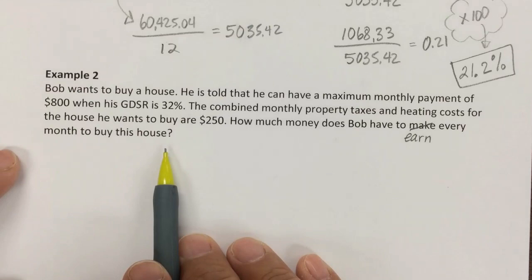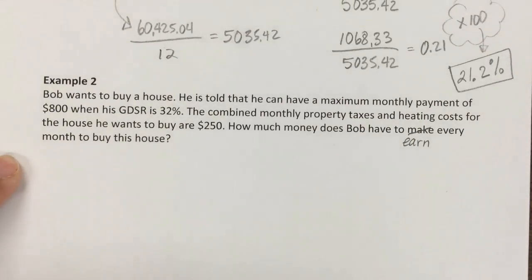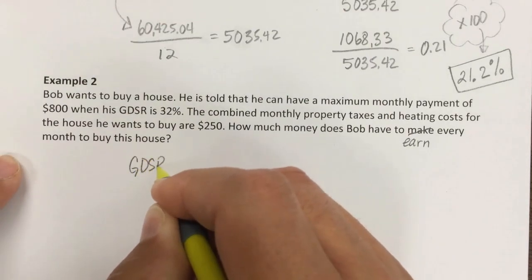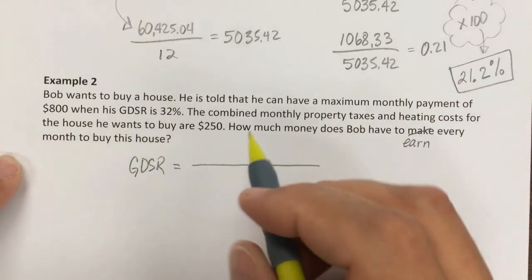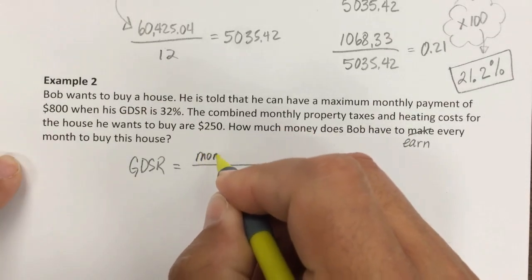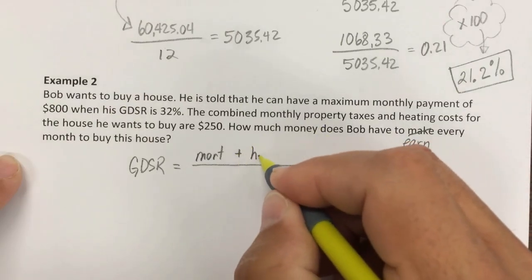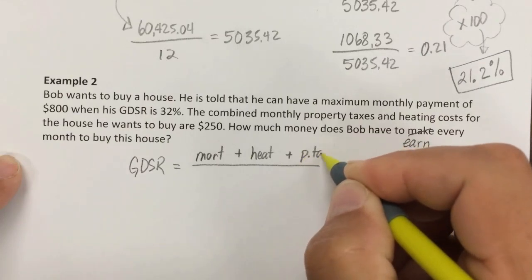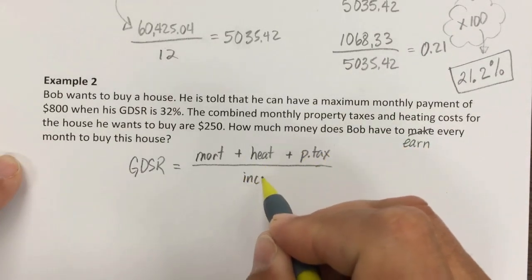Okay, so let's go back and rewrite the gross debt service ratio, the GDSR, calculation. Now there were three parts on the top. I'm going to abbreviate it. We had the mortgage payment plus the heating plus the property taxes divided by the gross income.